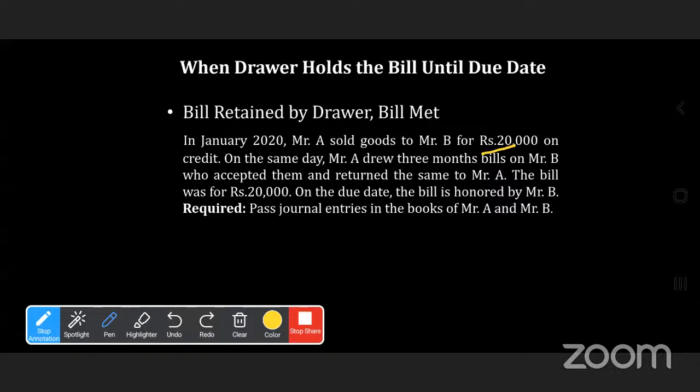So these goods were sold on credit. As these goods are sold on credit, he has drawn a bill on Mr. B, and Mr. B in turn has accepted them and returned to Mr. A. The bill was rupees 20,000. On the due date, the bill is honored by Mr. B, who has paid the amount of rupees 20,000. Now you have to pass the journal entries in the books of A and B.